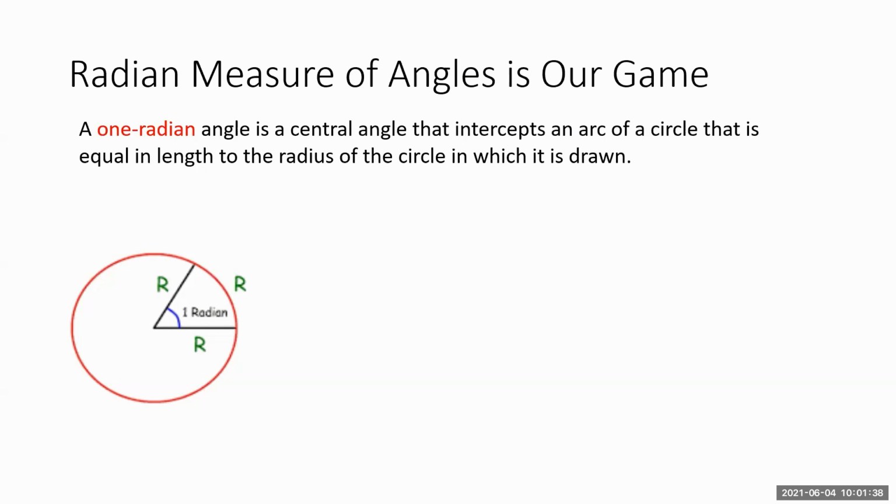So let's just go through this. What is a radian? A 1 radian angle is a central angle. That means it's an angle whose vertex is the center of a circle, okay? And that angle is going to intercept an arc of the circle. So this portion here is the arc of the circle that the angle intercepts. And the length of this arc is the same as the radius of the circle in which we have drawn the angle. So the radius of the circle is capital R. We are saying that the length of this arc is also capital R. If that's the case, then this angle has a measure of 1 radian. It's more of a natural way to measure angles using the radius of the circle.